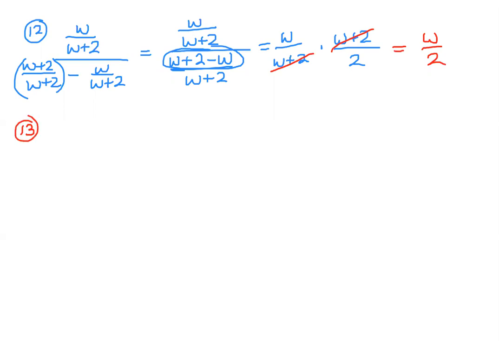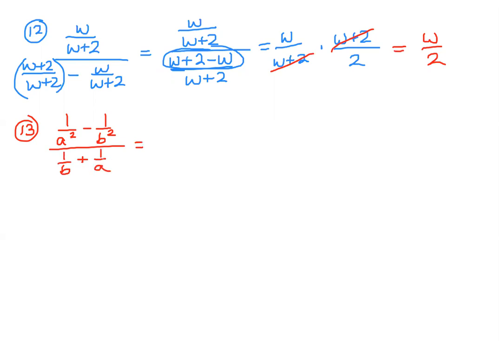Number 13. Oh my goodness. 1 over a squared minus 1 over b squared over 1 over b plus 1 over a.